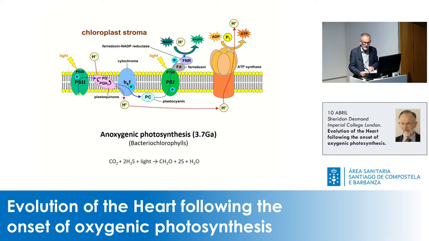For this process to continue, however, the electron released had to be replaced, and this is provided by a number of sources, particularly hydrogen sulfide in the oceans and other substances. And that's shown here at the bottom. So we have carbon dioxide plus hydrogen sulfide and light leading to a carbohydrate structure, the release of sulfur and water. And this, if you like, provided the energy for the initial expansion of life on Earth.